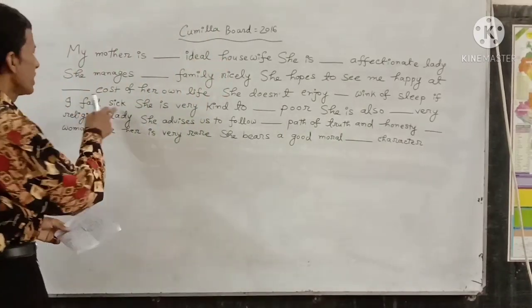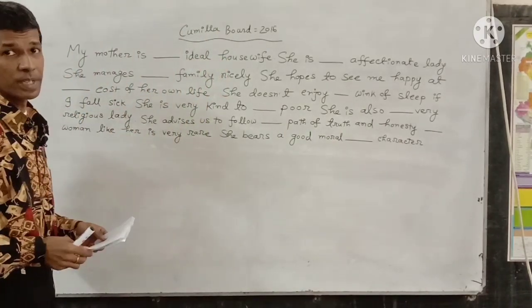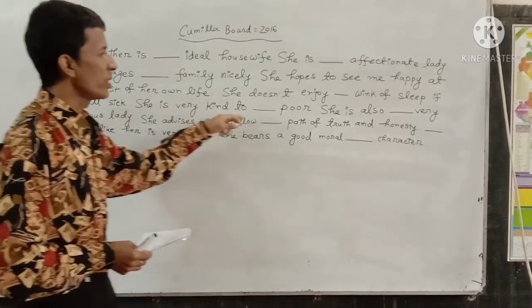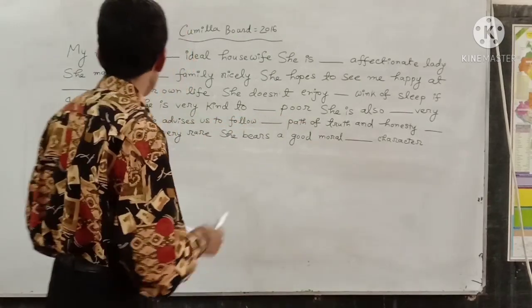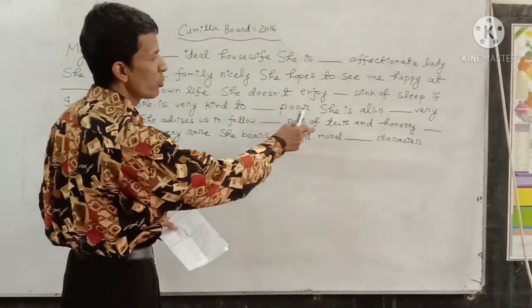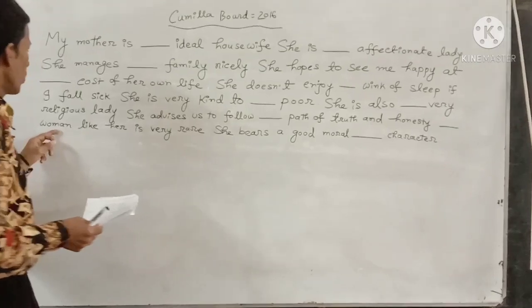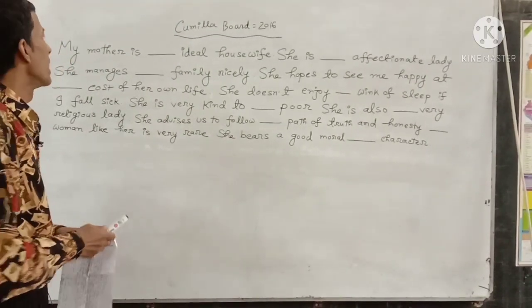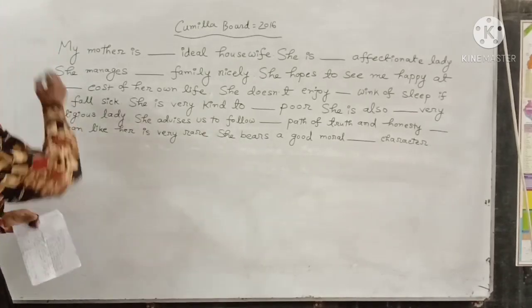If I fall sick, that means the using of a dependent clause. In the next sentence, she is very kind to dash poor. She is also dash very religious lady. She advises us to follow dash path of truth and honesty. Dash woman like her is very rare. She bears a good moral character. Now look at this passage.